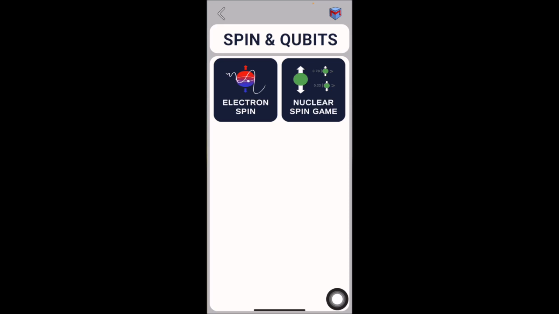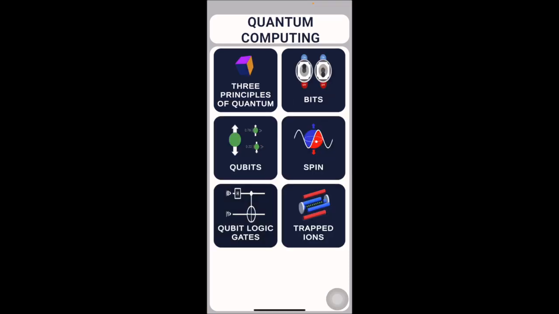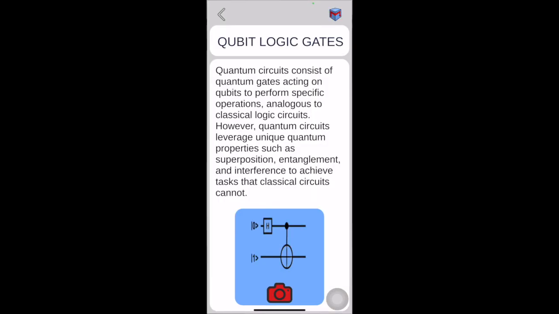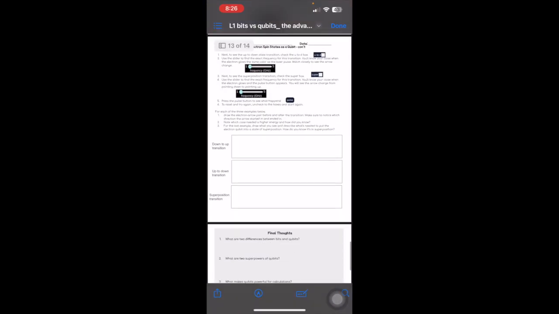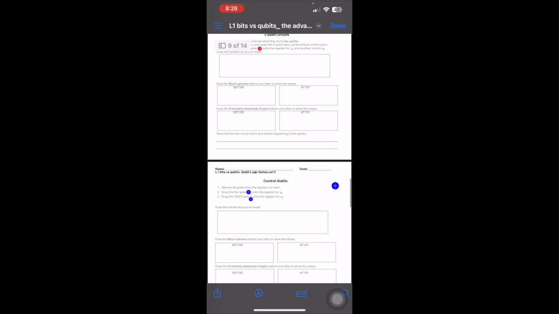Okay, so now we're going to go to logic gates. So we have some qubit logic gates and a little bit of information, and we'll look at the lesson. So our lesson for the logic gates.